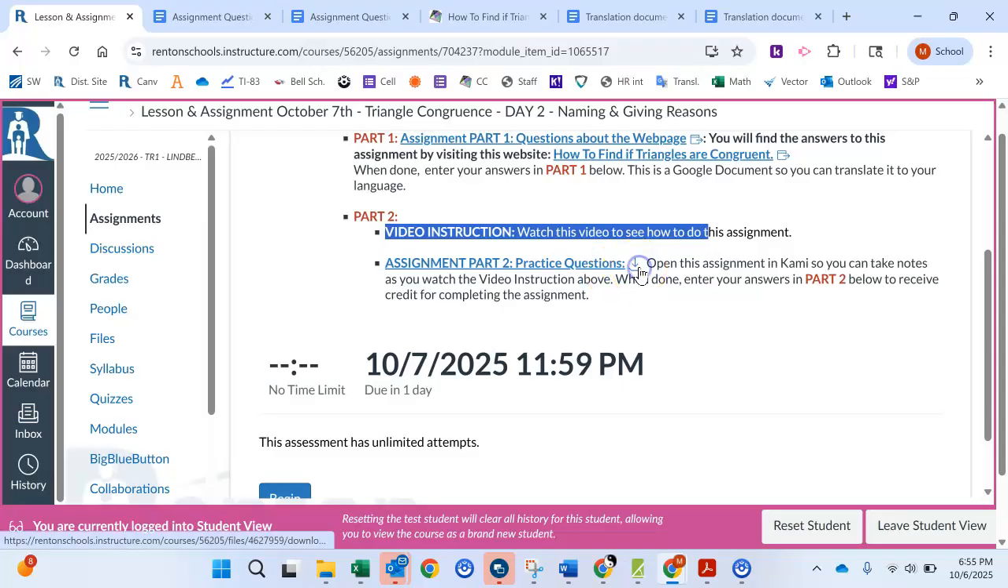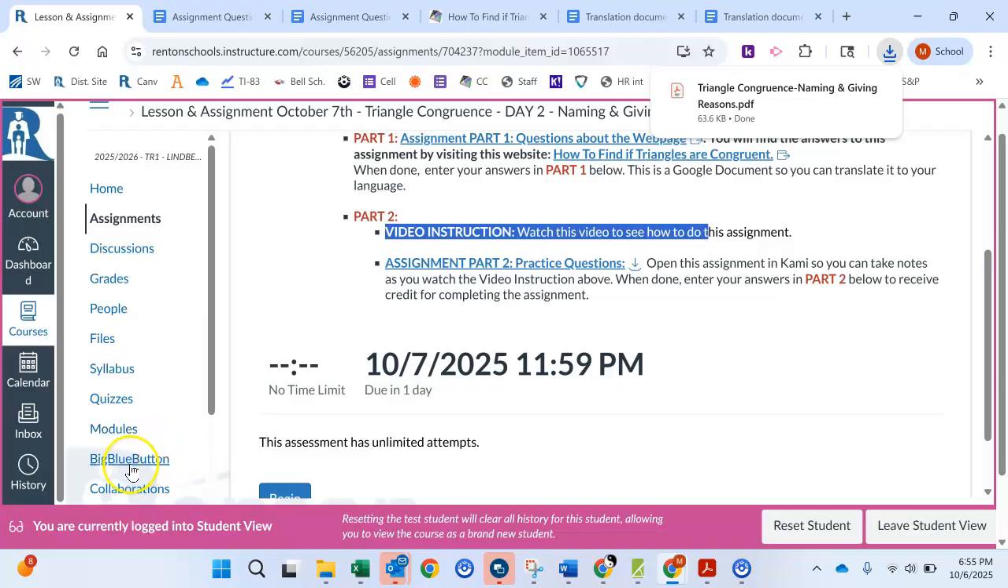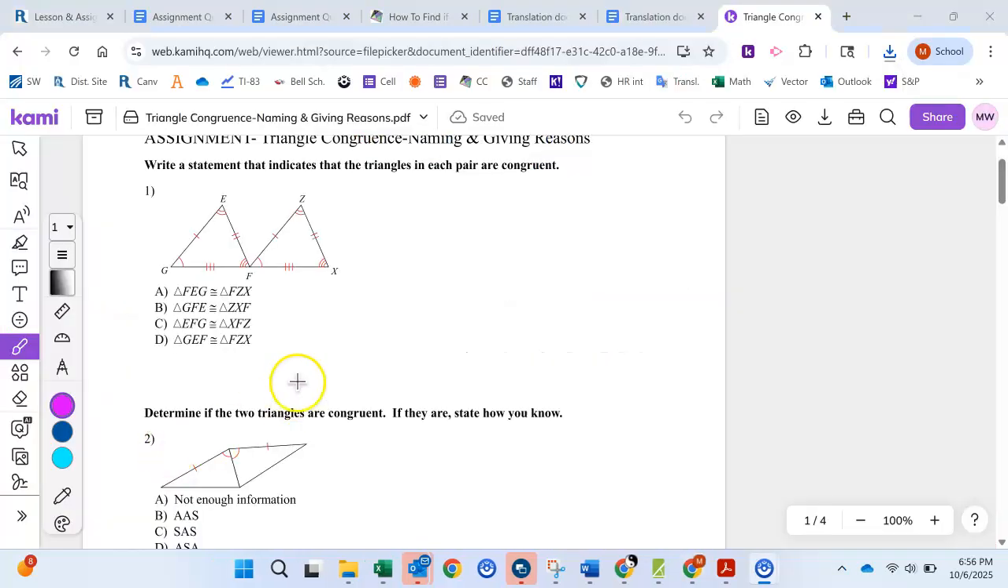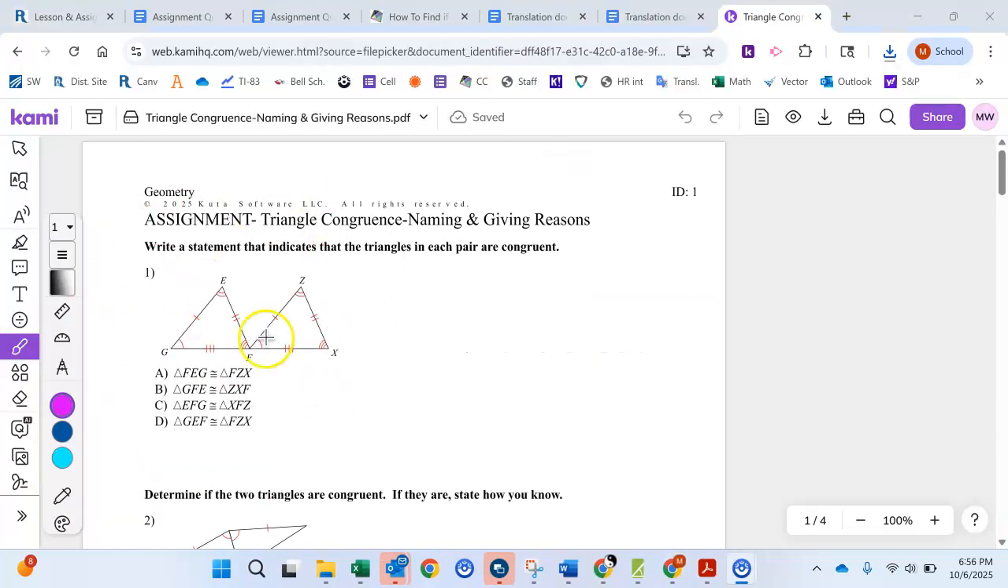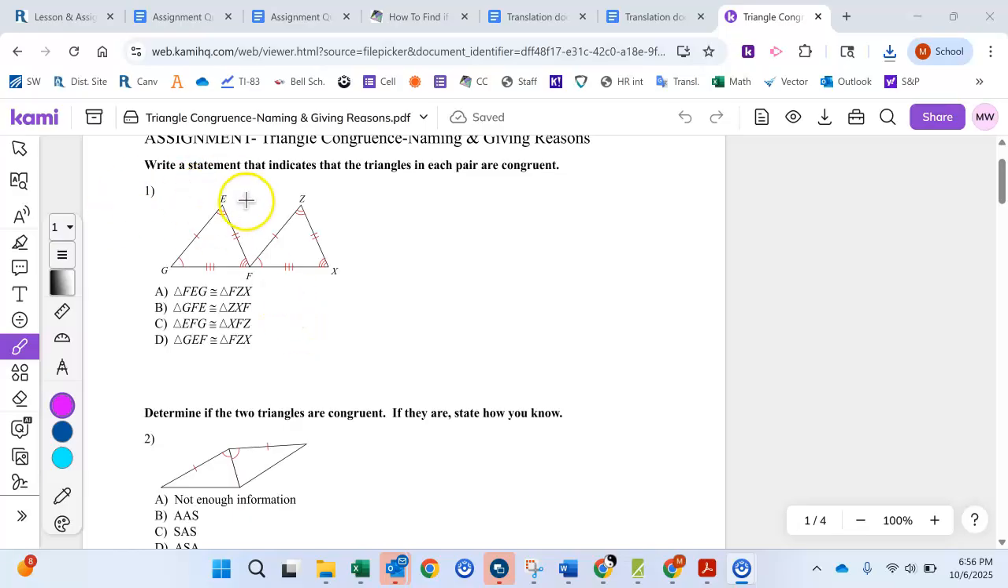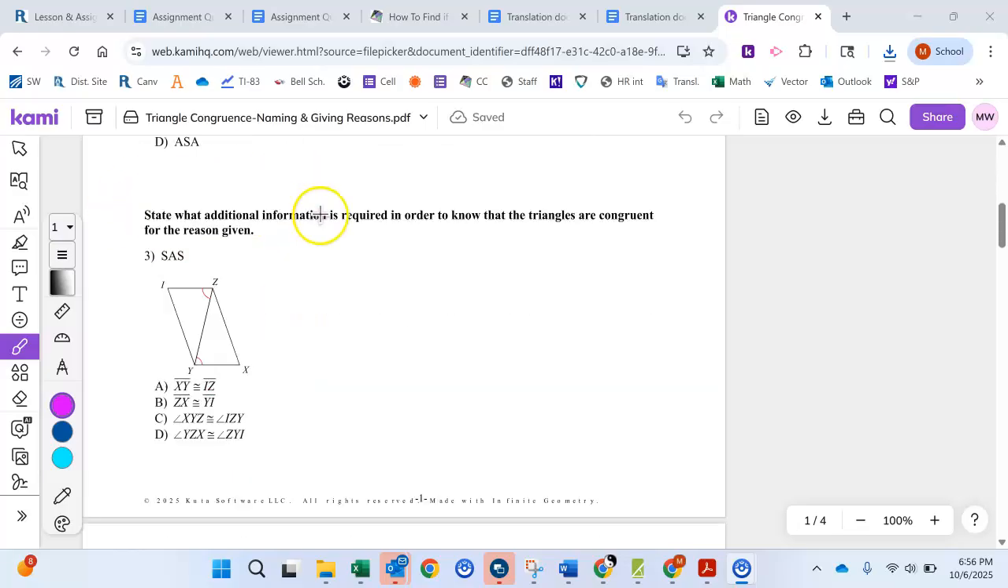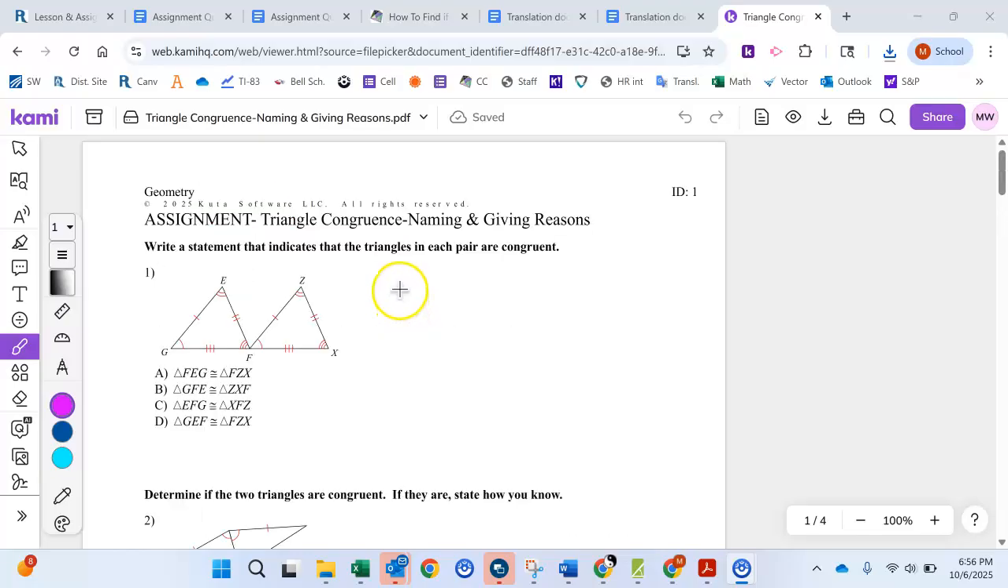So you're going to click this assignment and make sure that you download it so you can open it in Kami. Then I'll go ahead and do that. Okay, so I've opened it up in Kami, and there are 3 types of questions right here: 1, 2, 3.